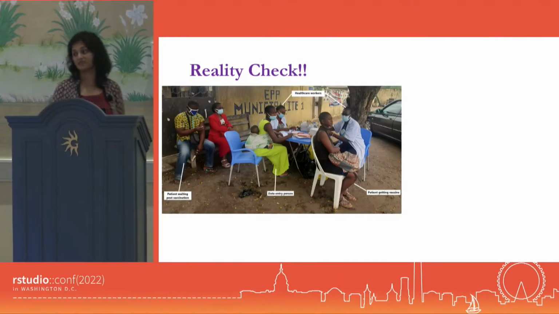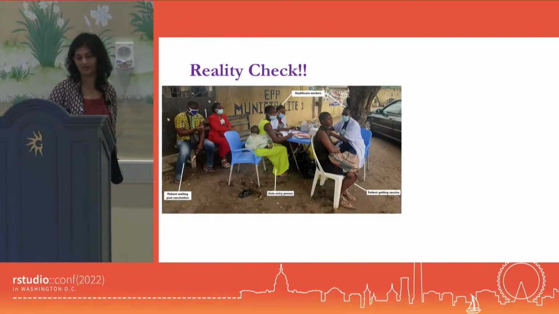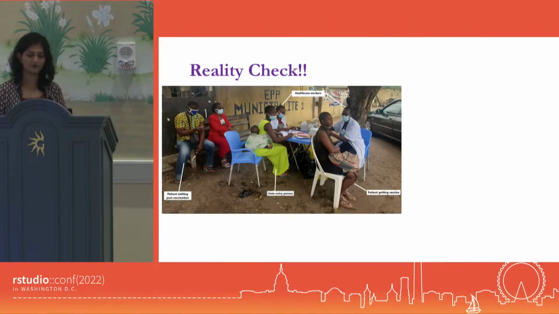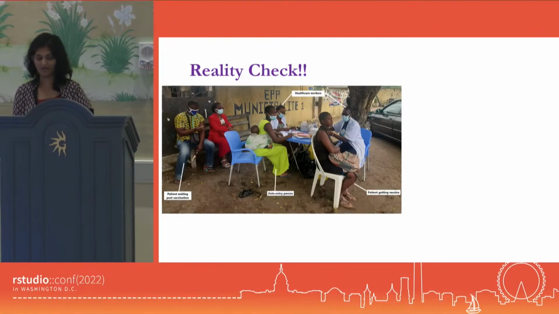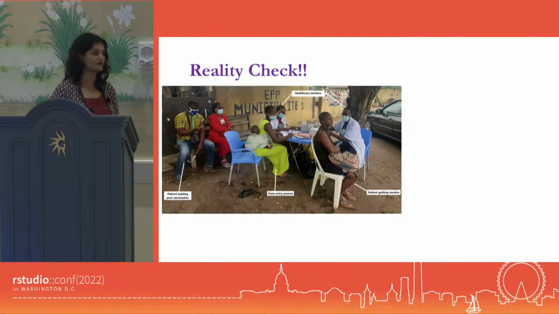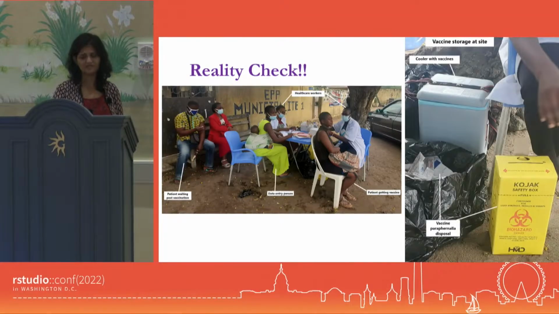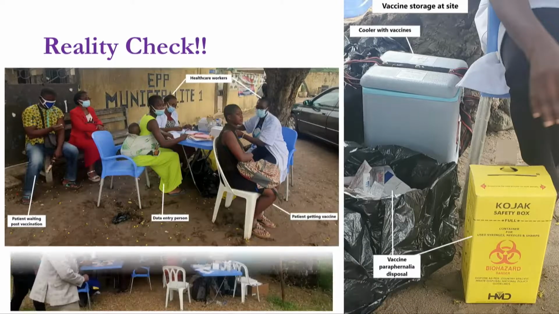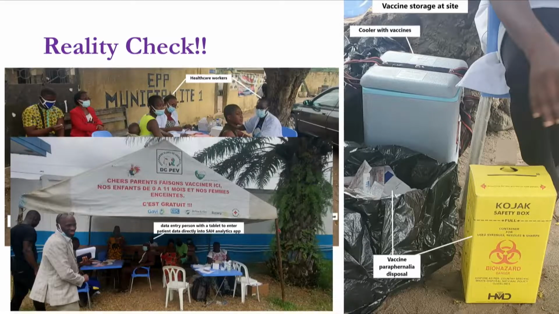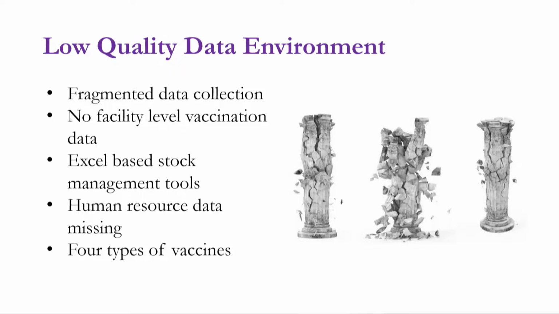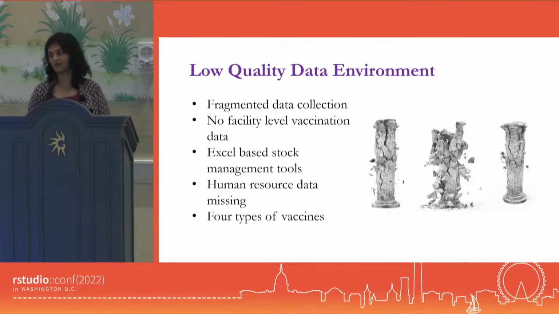So this is what the vaccination sites look like in country. This is a picture of a mobile vaccine site from Côte d'Ivoire, or Ivory Coast. And we found that data was being collected across different platforms. Some sites had tablets, some sites had paper-based data entry. This is what vaccine storage at site looked like. Some of the better equipped sites had a data entry person with a tablet who was able to enter patient level data into an app. So essentially, we found ourselves in an extremely low quality data environment.